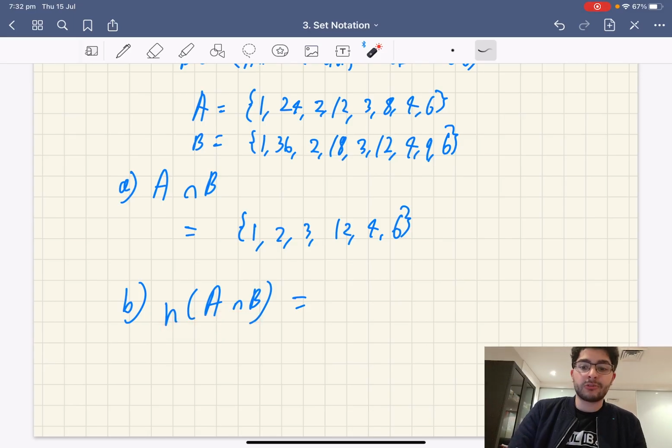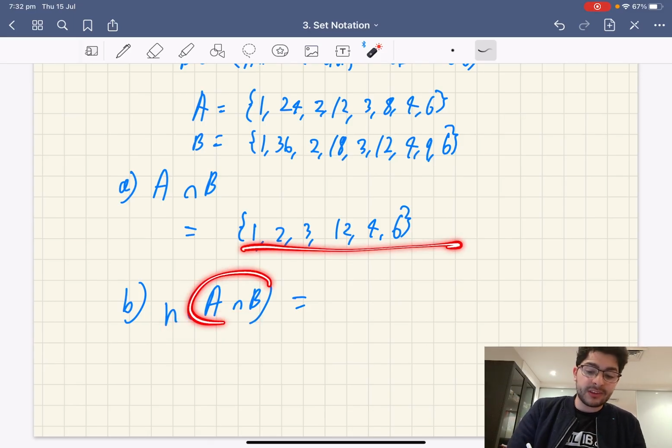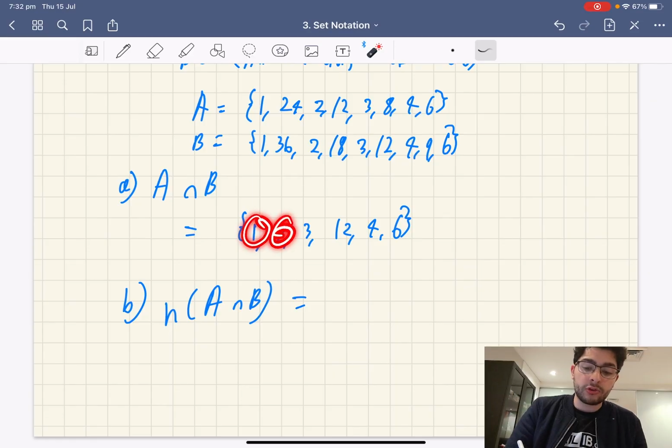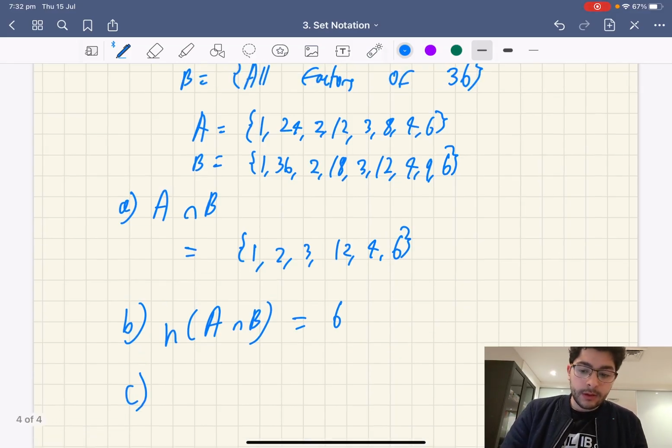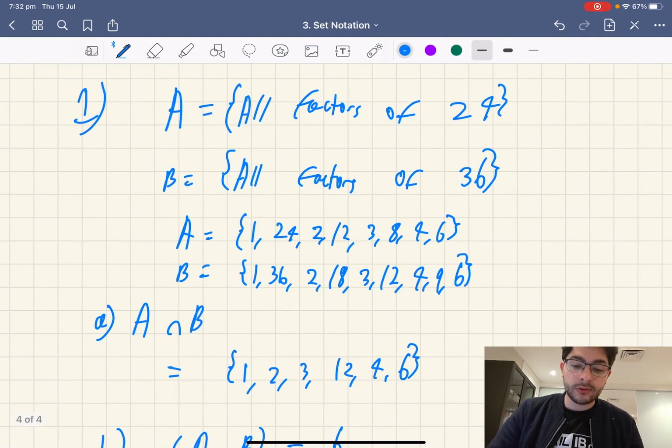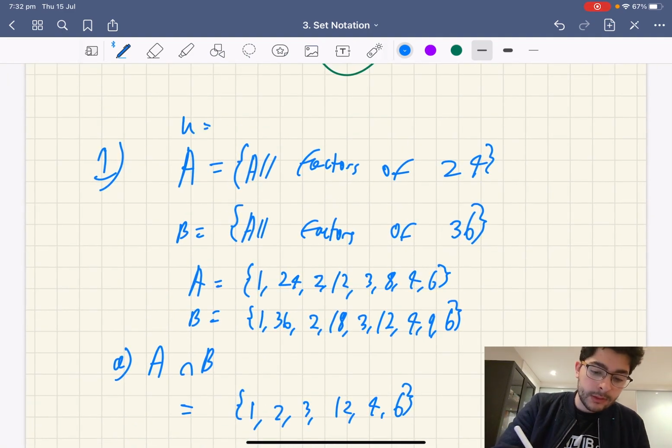So we basically just look at the set. This is the set of A and B. So the number of terms in that is 1, 2, 3, 4, 5, 6. So there are 6 terms inside there. Now, what I'm going to say as well is the universal set, the sample space.